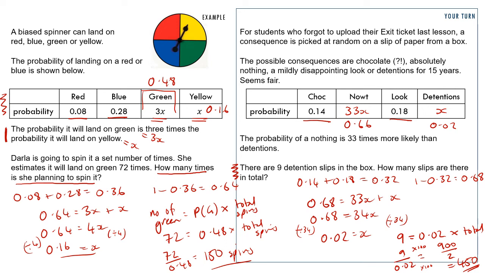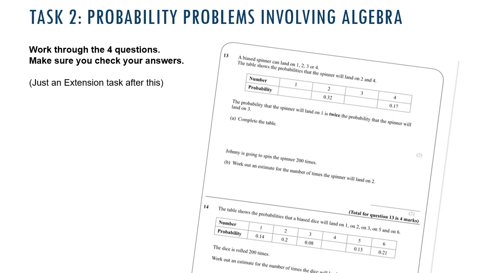And we can check that. 450 times 0.02 does give us 9. This next set of questions uses algebra in different ways, some of them similar to the last one, but there's a bit of variation in there as well. Have a go with these 4 questions.